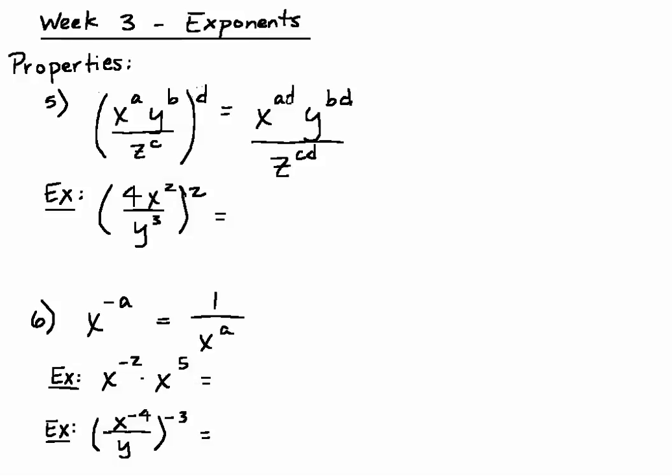We have 4x squared divided by y cubed, all raised to the second power. So when we have parentheses, we're raising everything inside the parentheses to the second power. So 4 squared is 16. X squared to the second power. Remember, when we raise an exponent to an exponent, we multiply. 2 times 2 is 4. And the same principle for the denominator, y cubed to the second power, we multiply. 3 times 2 is 6.